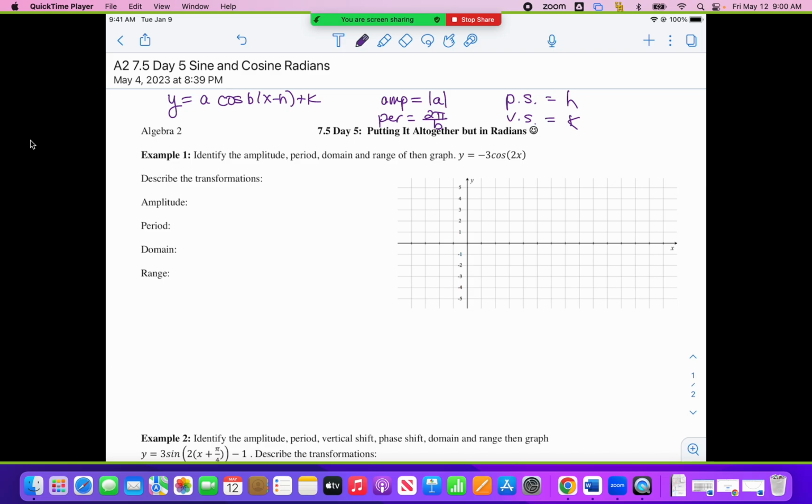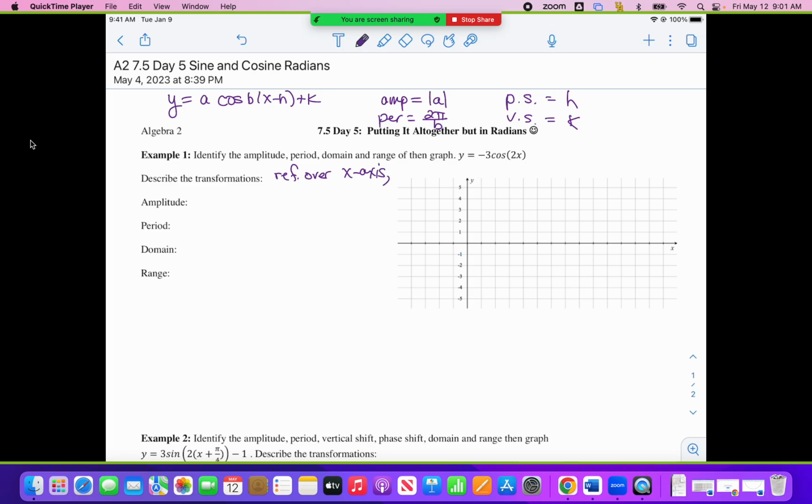Wait, if it does say pi over 4, it has to be in radians? Yes, your graph has to be in radians. And that's what we're doing today, is all in radians. We're just practicing for radians. All right, so here we go. Jake, give me one transformation you wrote down. Awesome. Reflection over the x-axis.